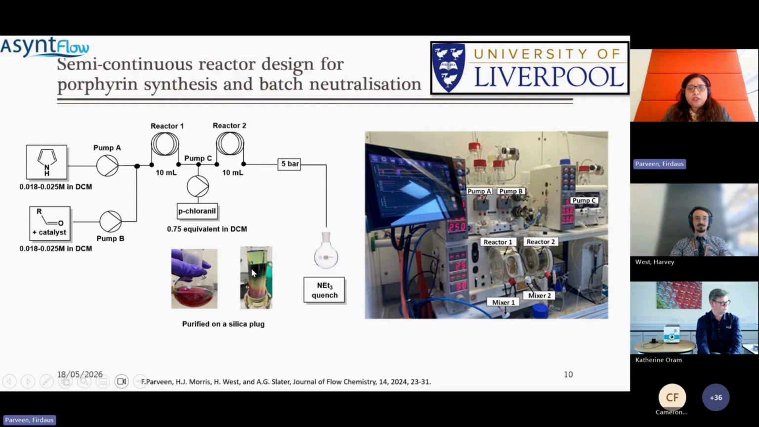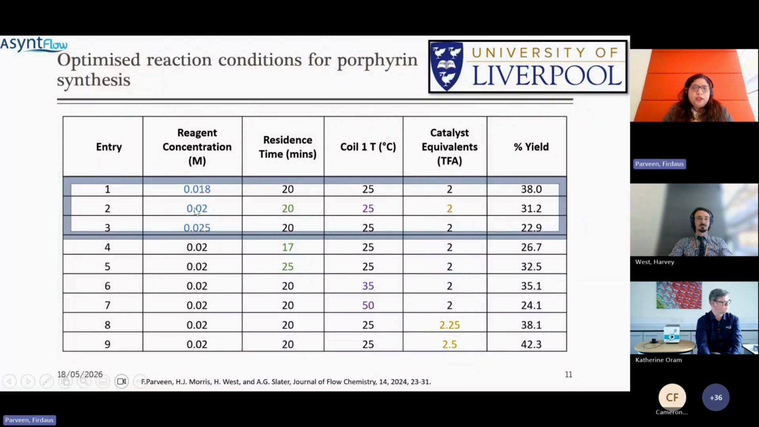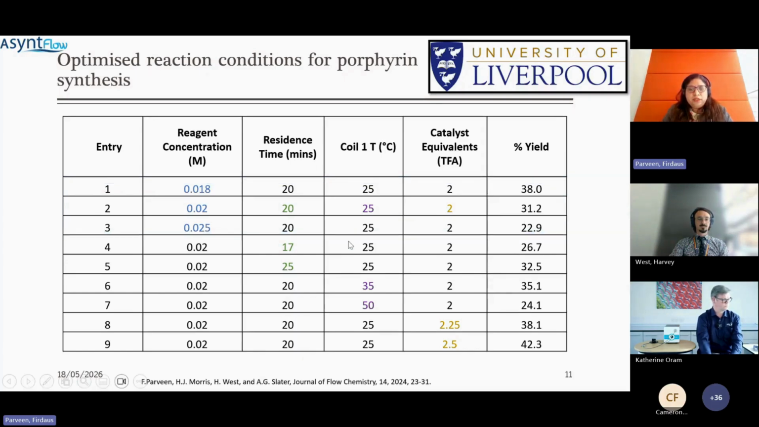As you can see on the silica plug, there is a green color and a black color at the top. So to further understand the system, we optimized different reaction conditions and parameters, and we found that increasing the concentration from 0.018 to 0.025, there is a reduction in the yield. This might be because higher concentrations are causing polymerization of pyrrole and reducing the yield of the porphyrin. Further, we studied the effect of residence time on the yield.